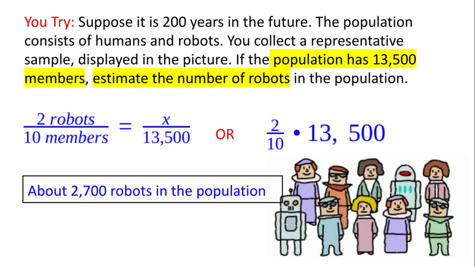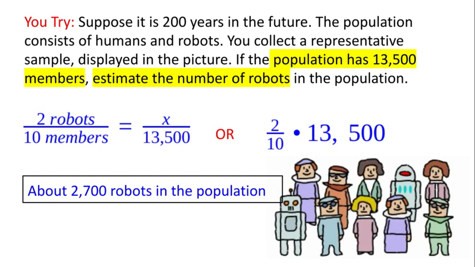So some inferences I can make. There are more people than robots. And I see that in the sample, and I see that in my estimation of the whole population. Some other inferences I could make are 20% of the population are robots, or there is one robot for every four humans in the population.